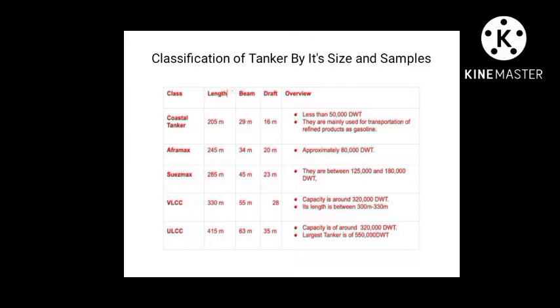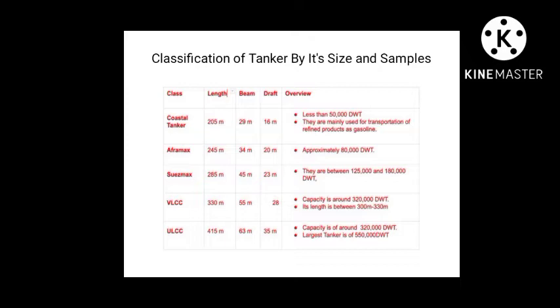And second is Aframax. The length of Aframax is 245 meters, beam 34 meters, draft 20 meters. And its overview is approximately 80,000 deadweight tons. Suezmax has a length of 285 meters, 45 meters of beam, and its draft is 23. And its overview is they are between 125,000 and 180,000 deadweight tons.